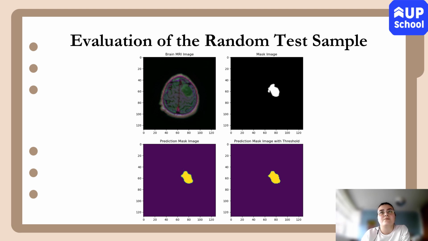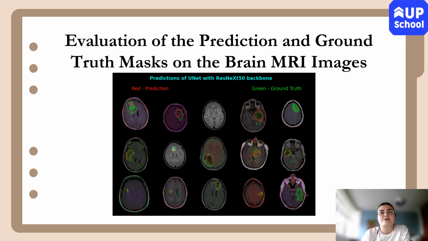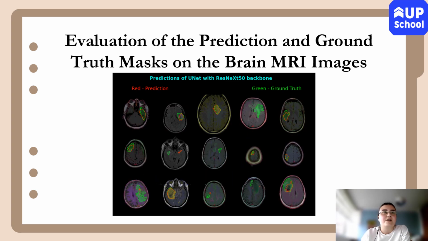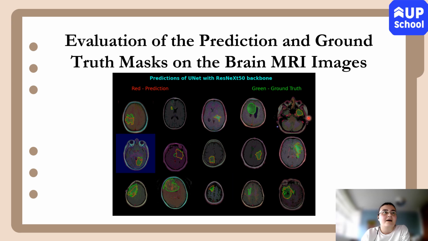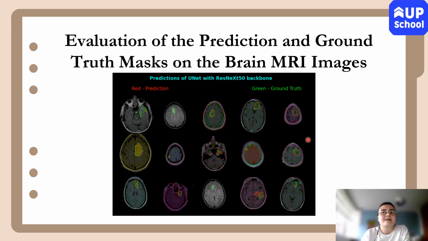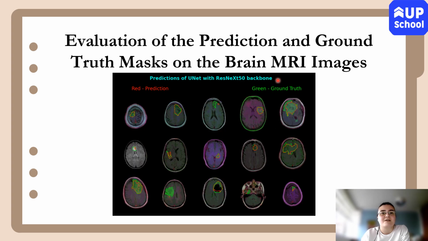Here is an example where test data is taken randomly, and you can see how compatible the real mask is here and the model predicted mask is here. And this is the evaluation of the prediction and ground truth mask on the brain images. You can see that the red area, which is here, indicates the prediction mask, and the green area, which is here, indicates the real mask. And in the result, the ResUNet model has been more successful.